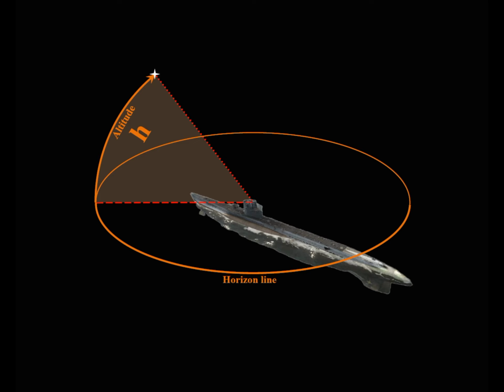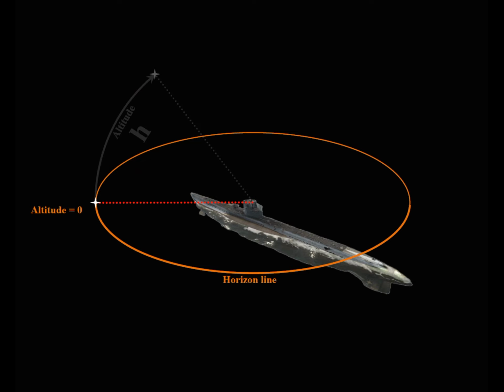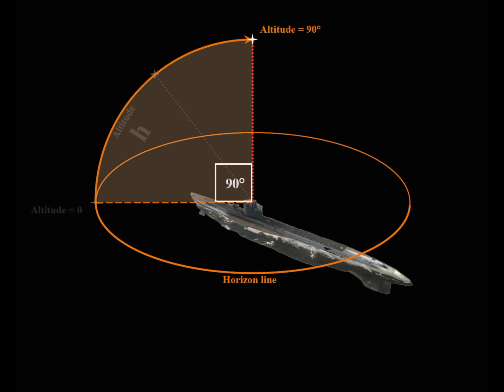The altitude of the celestial bodies that we see above the horizon can take values from 0. In this case, the celestial body lies on the horizon. The maximum altitude of a celestial body is 90 degrees when it is at the zenith of the observer. In this case, the celestial body lies on a plumb line that passes through the observer and forms a right angle with the horizon plane.